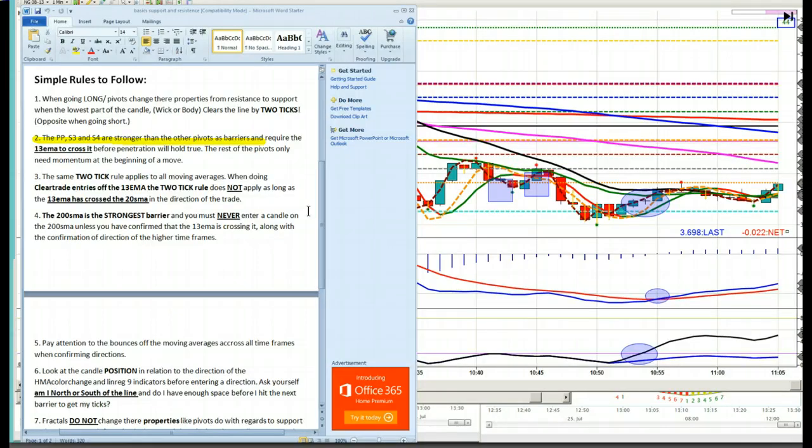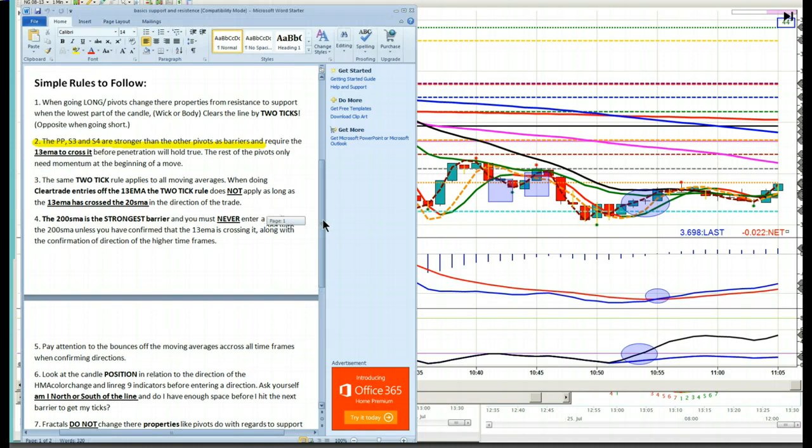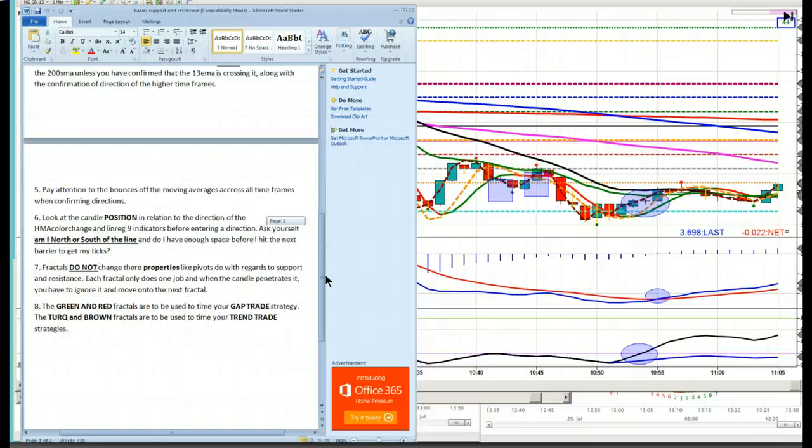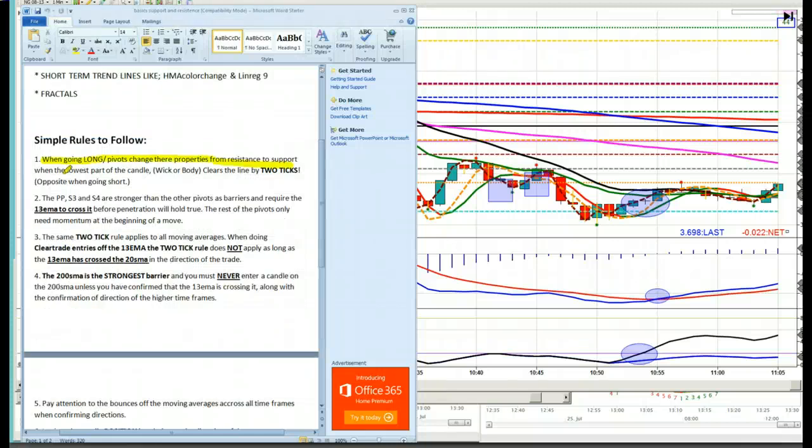Remember the rule? That the pivots change their properties. Where's my 2-tick rule on my list? Here we go. The pivots change their properties when going long or short from the lowest or the highest part of a candle. If the price clears by 2 ticks, then it changes from support to resistance or resistance to support. All pivots change their properties.